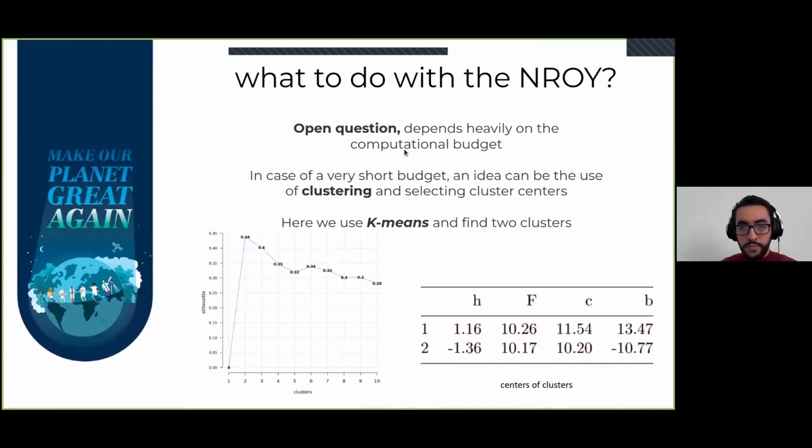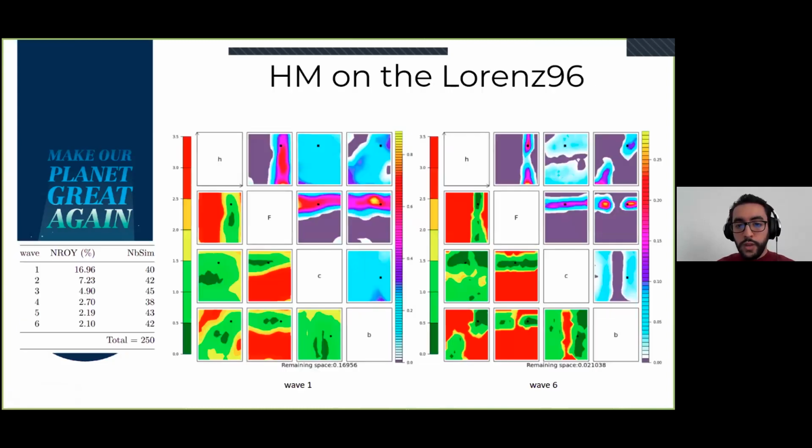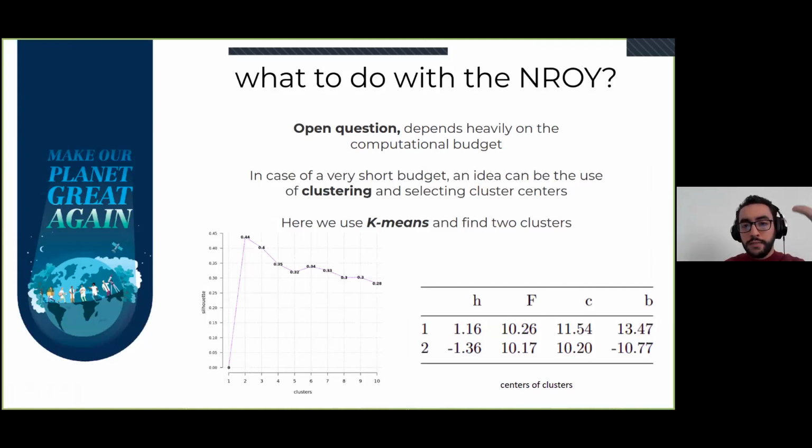So the question, and I'll be finishing with this part, is: what do we do with this Neuraloid? This is actually an open question. It depends heavily on the computational budget. You have a number of simulations which is 2% of 1 million. You can do the calculation, it's maybe 2,000. So how can you select a good one? If you do not have a good computational budget, for example for a highly complex coupled model, you can maybe just run 2 or 3 simulations.